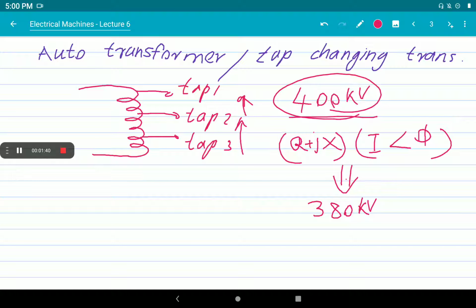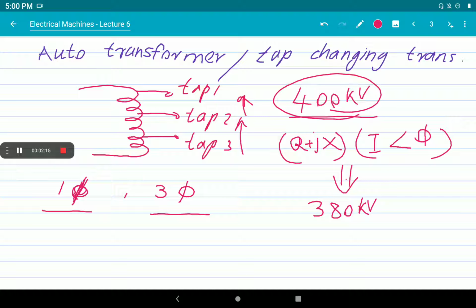Okay, another classification is based on the use, whether it is used in domestic, transmission or distribution. We already said that there are two classifications: single phase and three phase. Electrically we represent single phase as 1-phi and three phase as 3-phi. So in our classes we may represent single phase by 1-phi and three phase as 3-phi.